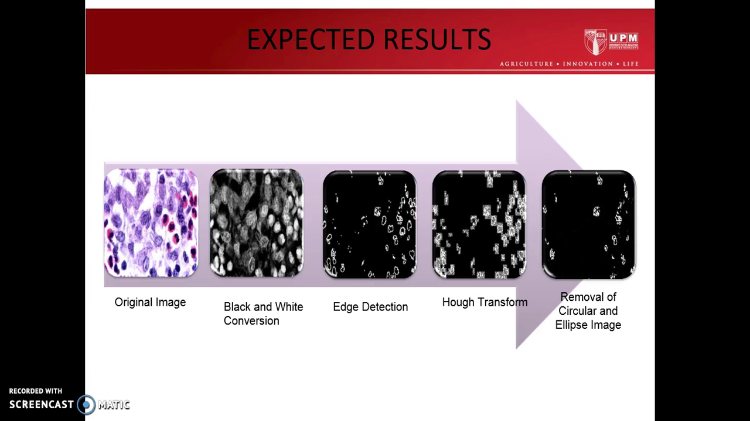For the expected result of this project, first, from the input image or original image that has been provided to me, I will process the image with pre-processing techniques, which involve black and white conversion and edge detection. After getting the result, I will implement the Hough transform method, and then all the circular and ellipse objects can be removed successfully.